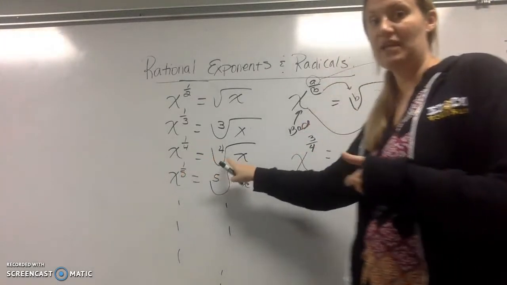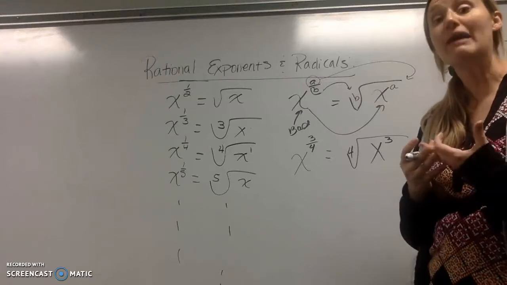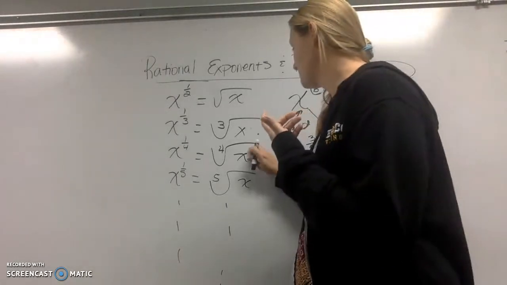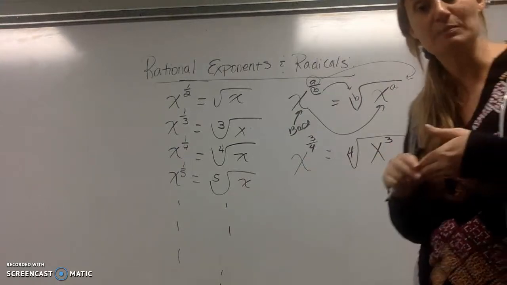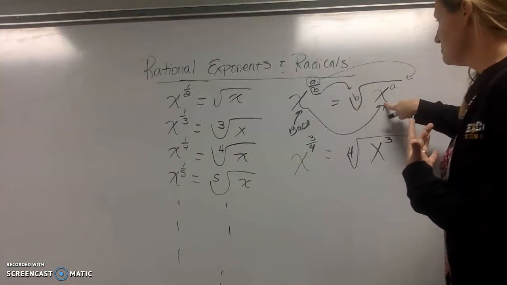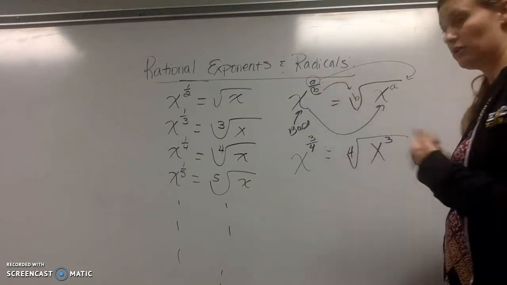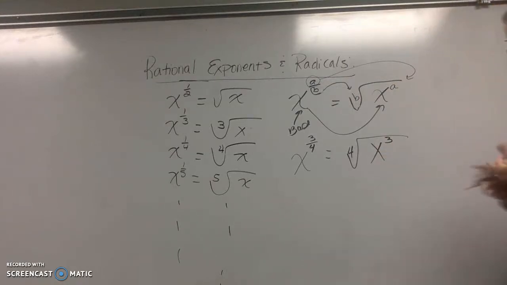4 is on the denominator, it became the 4th power. And again, I am taking x to the 1st power, but there's no point in writing that because x to the 1st is just x. Okay? Here, x to the 3rd is, well, x to the 3rd, so I have to have that exponent there. So in general, your base stays the same, your denominator becomes what root you have, and your numerator becomes your power.